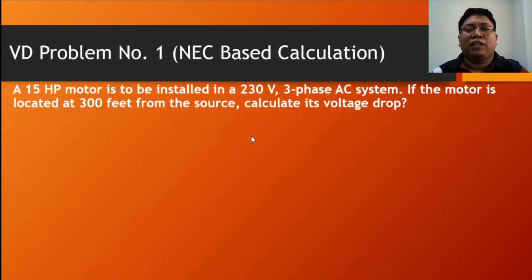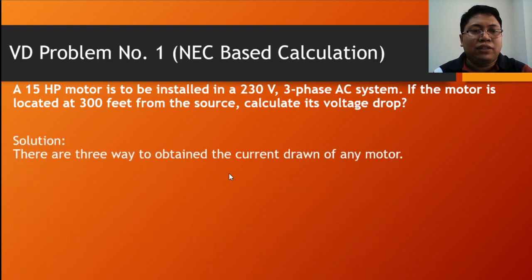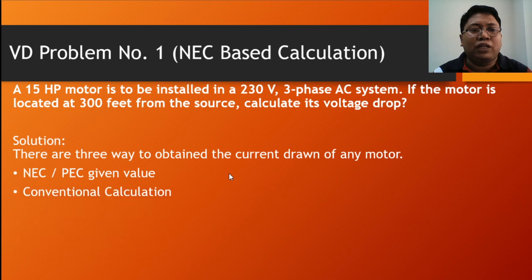Ito yung problem kanina nung ginamit na yung Philippine Electrical Code. Kanina, nung sinolve natin, ang napalabas natin na kable doon is 30 mm squared. Tingnan natin dito kung parehas sila ng lalabas using the NEC approach. Same problem, same given, same method. Kinuha natin yung current draw ng motor using the conventional calculation pa rin.